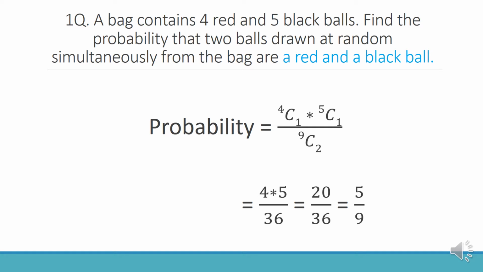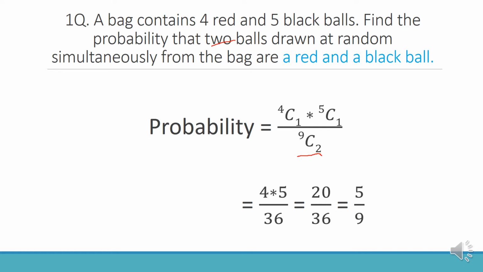A bag contains 4 red and 5 black balls. Find the probability that two balls drawn at random simultaneously from the bag are a red and a black. First of all, the total number of outcomes: he is taking two balls from the total 9 balls, so the total number of outcomes will be 9C2.